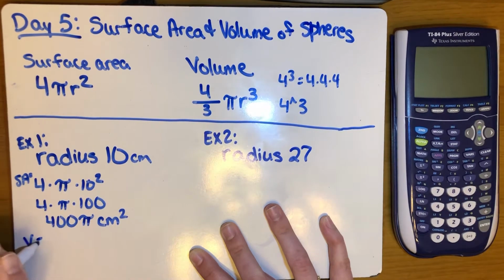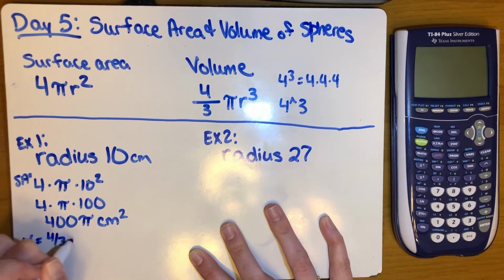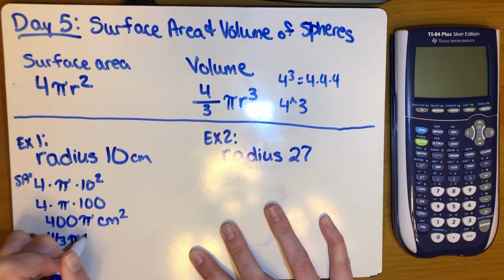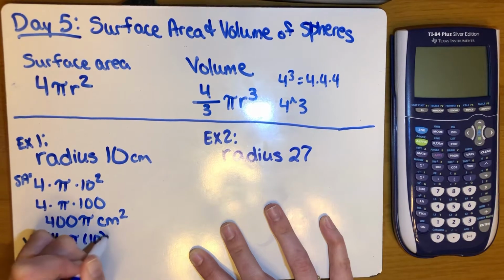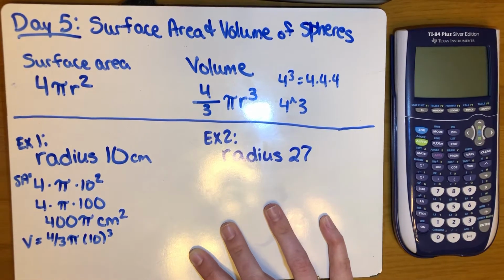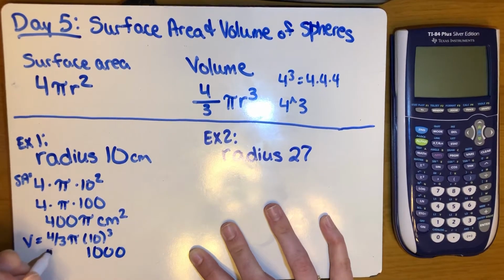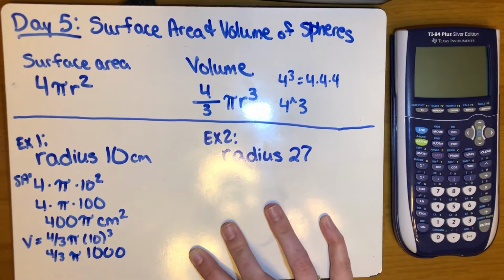For volume, I'm going to use 4/3 pi and then the radius, 10 to the 3rd power. I'm going to do the same thing, exponents first. So 10 times 10 times 10 is 1,000, keeping the rest of it the same. Then I'm going to multiply 4/3 times 1,000. Now in this worksheet, they're not giving the fractions as decimals. If they come out nicely, if it will divide out at the end, they're going ahead and doing that.